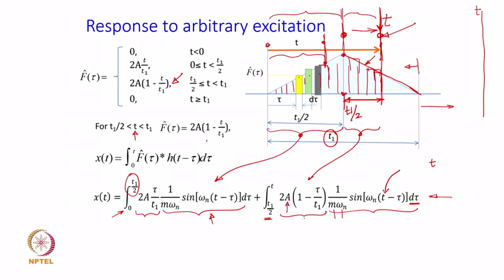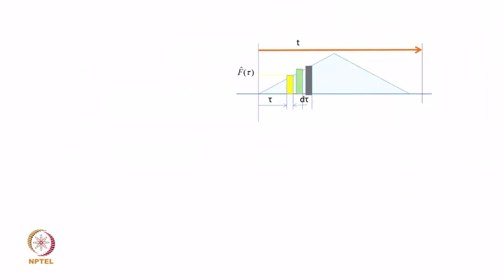Okay. So, this is how the response to a transient excitation or an arbitrary excitation is to be observed. As a last part, something practically more relevant: if I want to know the response at a time beyond the excitation period, that is T1, how do I get it?